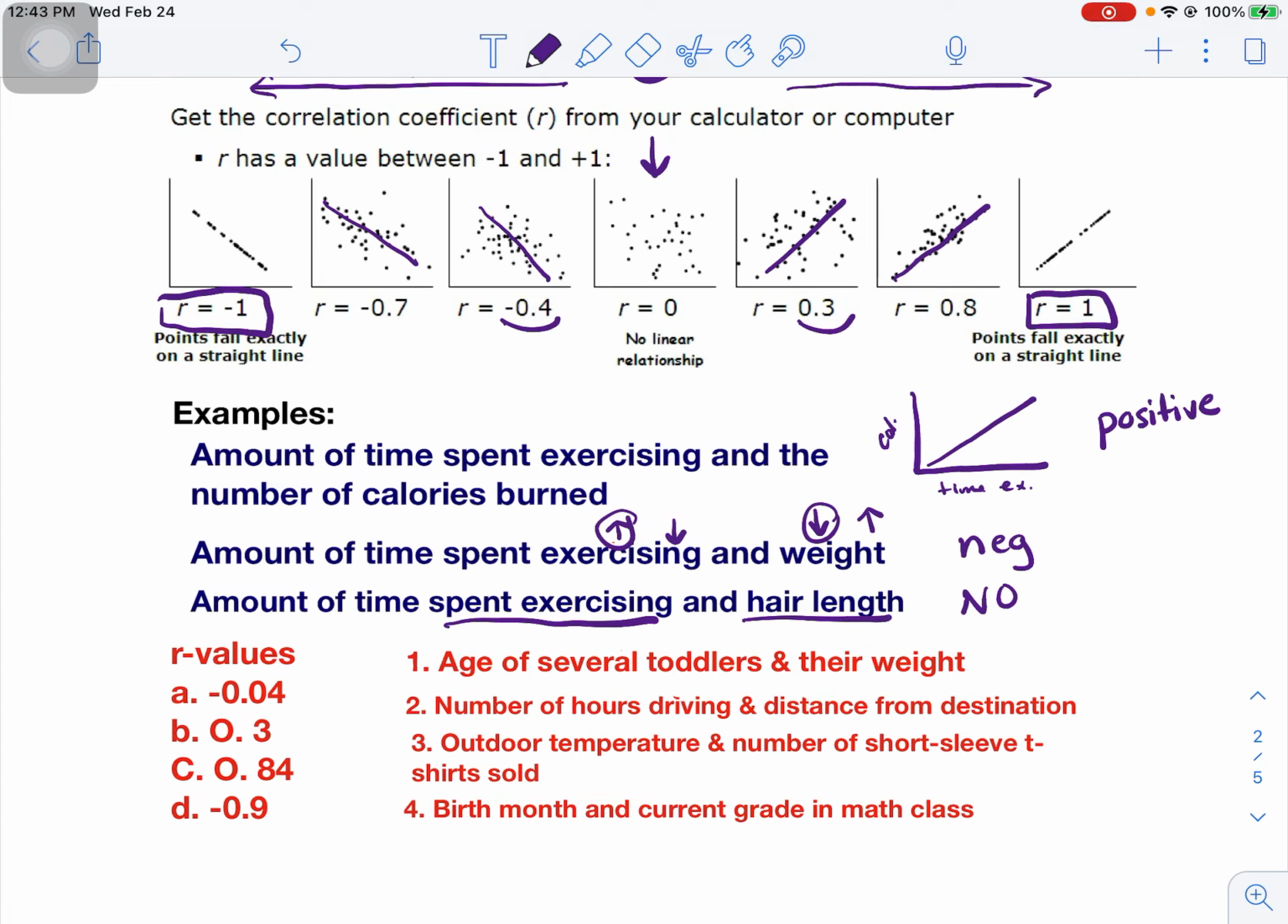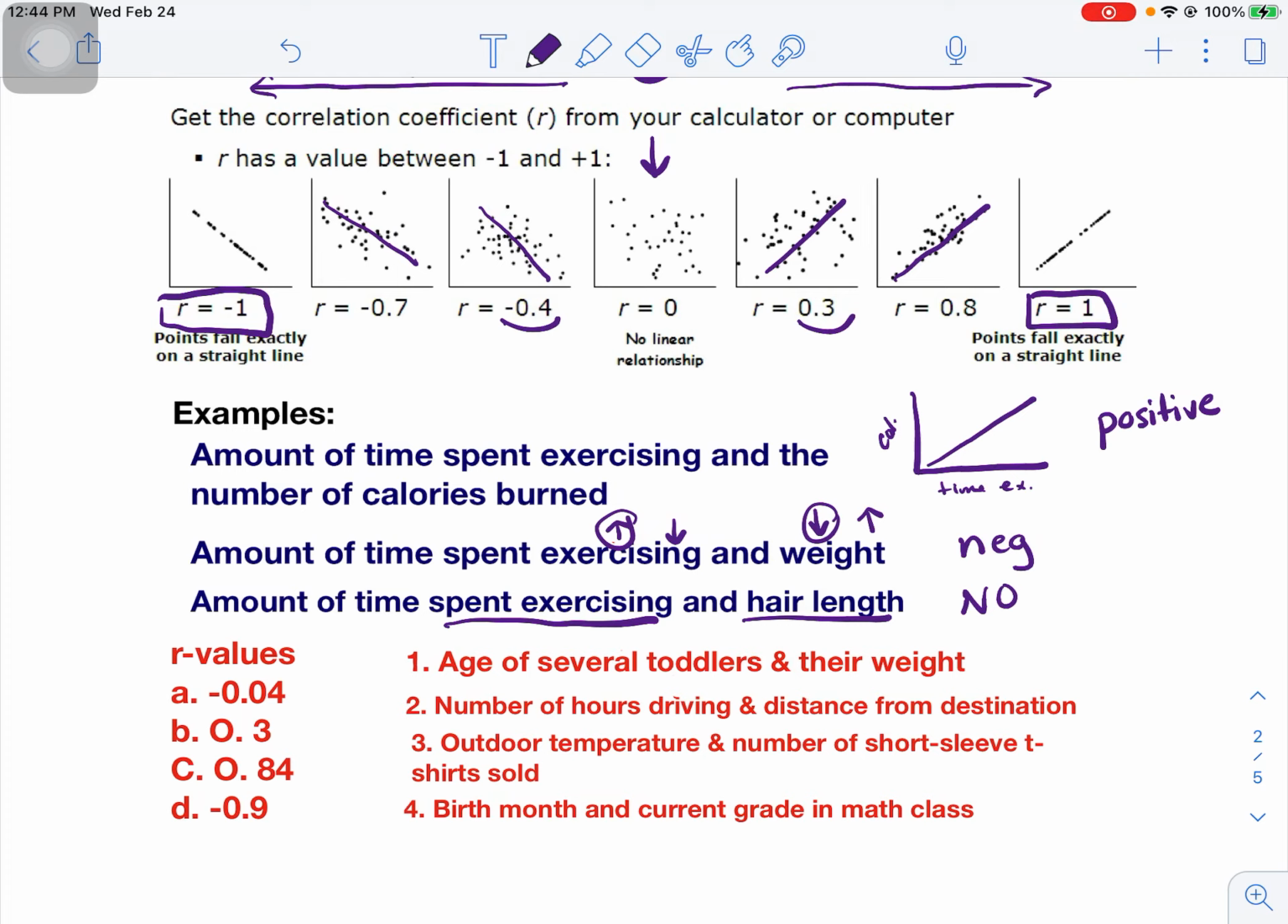Age of several toddlers and their weight. If we think about a bunch of toddlers and how much they weigh, all toddlers don't weigh exactly the same. But usually, if we're talking about toddlers, between 1 and 3 years old, there's a scale that they all are on. If someone's very overweight, they're going to be an outlier, or if they're very underweight, they're going to be an outlier. But most of them are within that same trend.